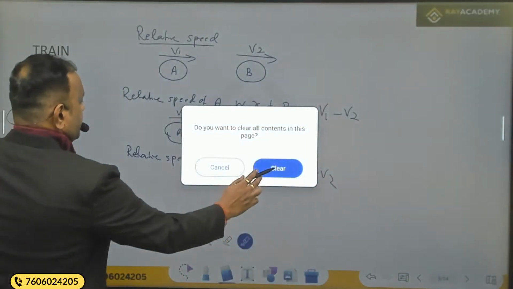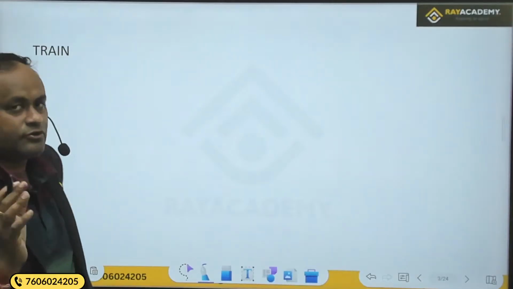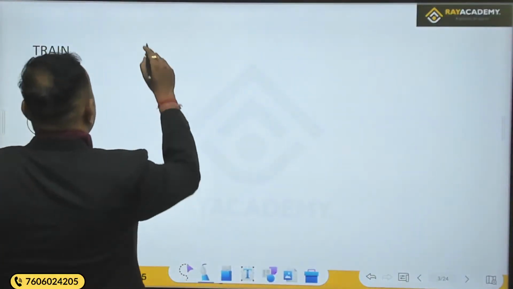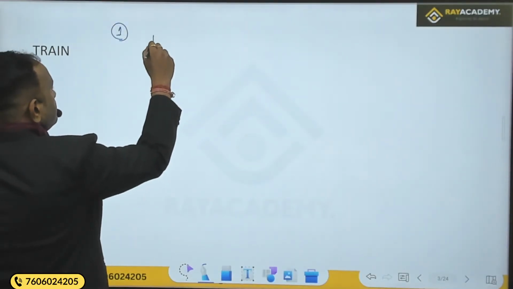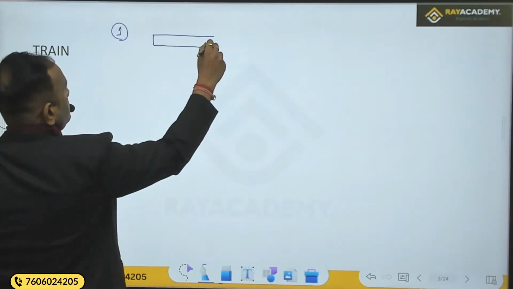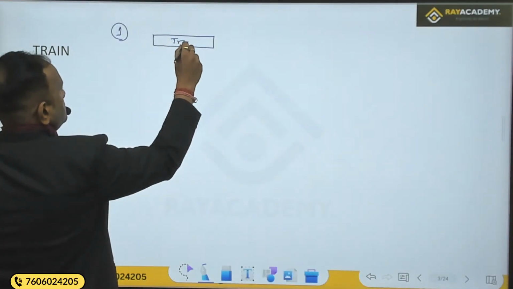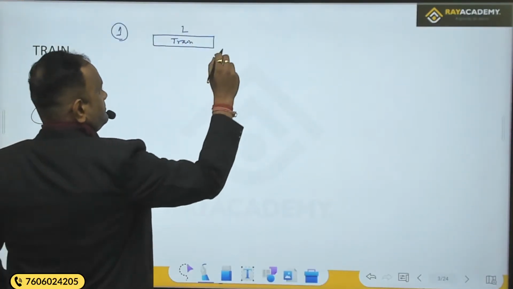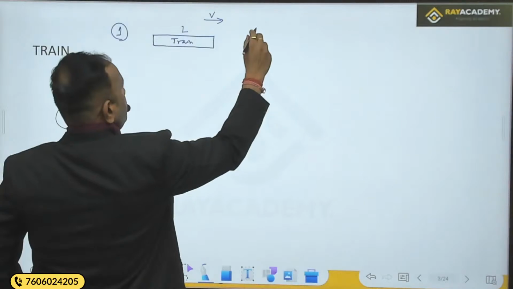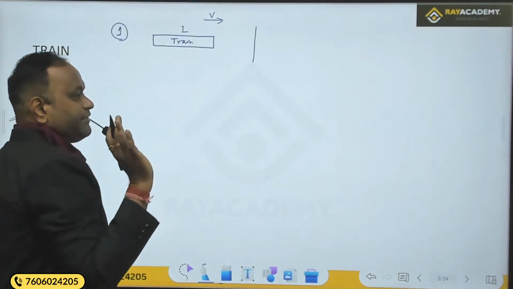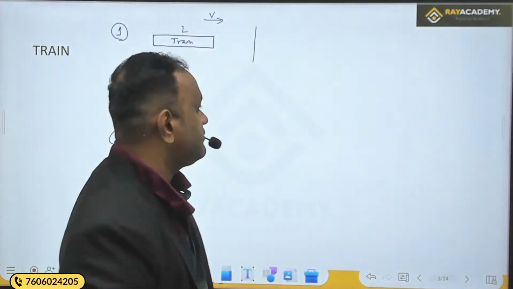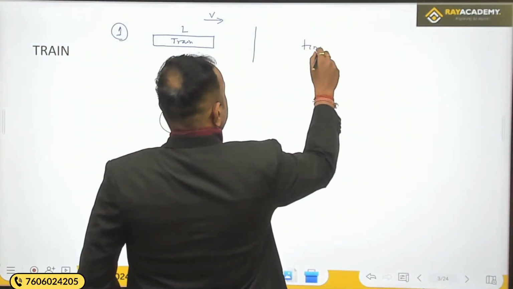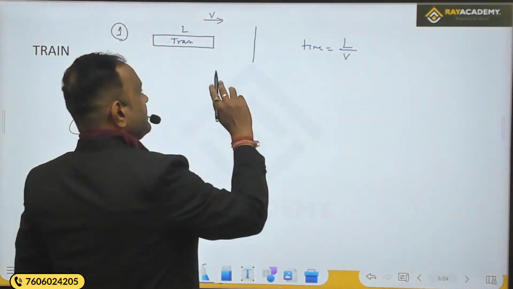Now come to the train concept. You will see many situations, so let me draw each situation one by one. Suppose this is the train, and let's say its length is L and its speed is given as V. This is an electric pole. The time required for a train to cross the electric pole means the time required by the train to cross its own length, so the time will be L by V.